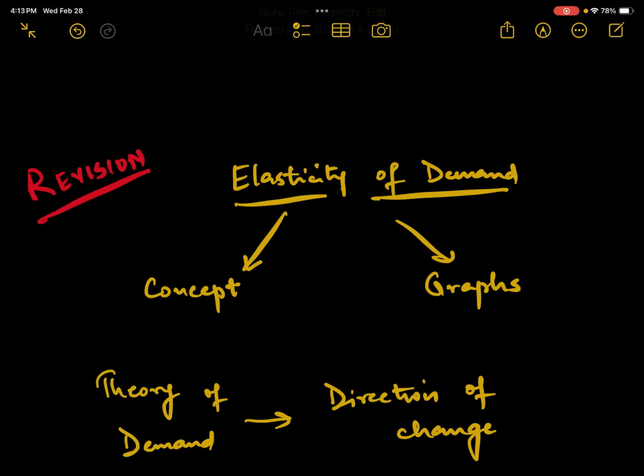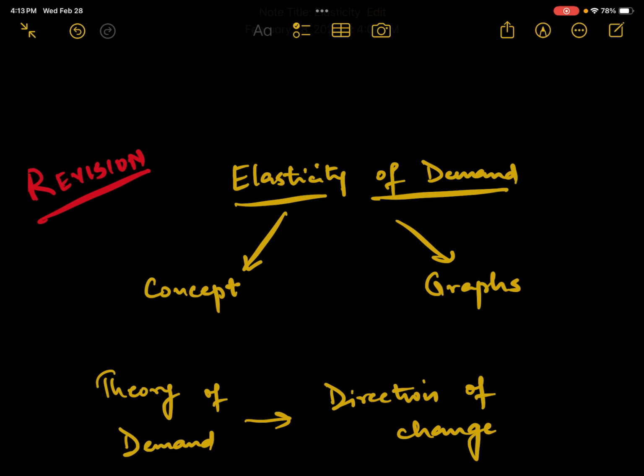This is a revision video for elasticity of demand. Many students find this concept confusing, so I'll try to make things easier for you. We are going to discuss the concept here as well as a few important graphs, what concept you need to apply when making a graph so that it becomes easier for you to draw the graph in the exam. You don't get confused between different types of elasticity of demand.